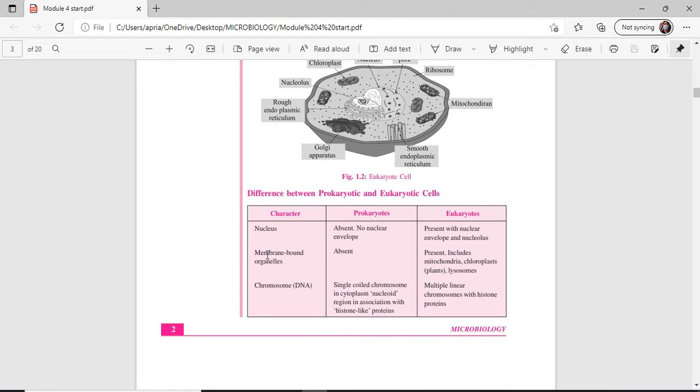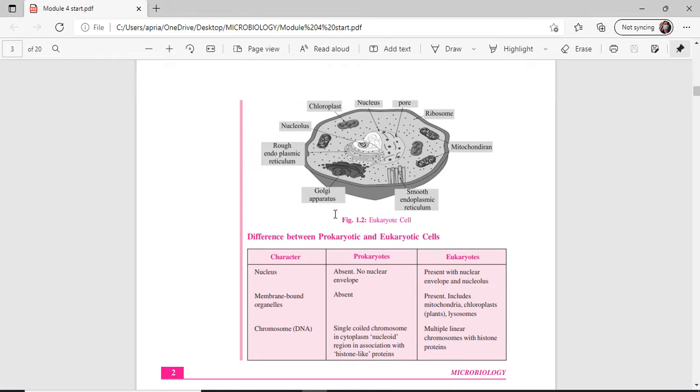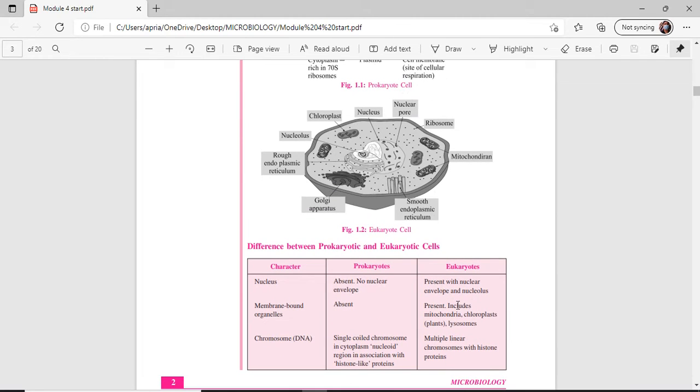Then you have your membrane-bound organelles. Absent in prokaryotes, but present in eukaryotes, you have your mitochondria. Mitochondria, known as the powerhouse of the cell, produces energy. Next, you have your cytoplasm, which also appears in plants and lysosomes.